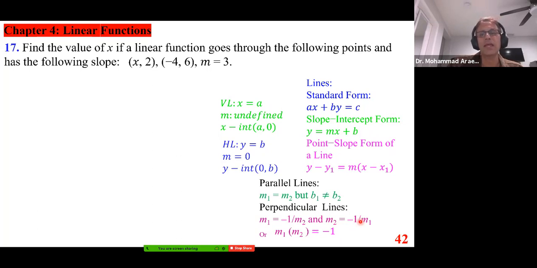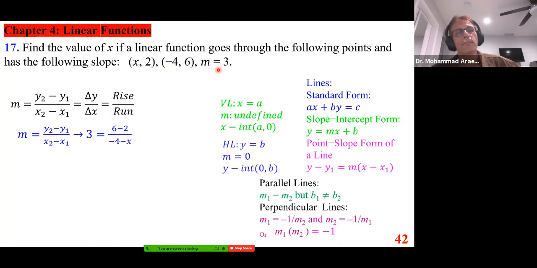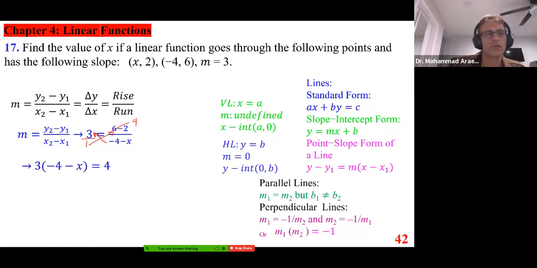With that being the case, let's write the equation of a slope, rise over run. Therefore, we are going to write (6 minus 2) over (-4 minus x) equals m, which is 3, right? We do the cross product again as follows: 3 times (-4 minus x) and 1 times (6 minus 2), which is 4.